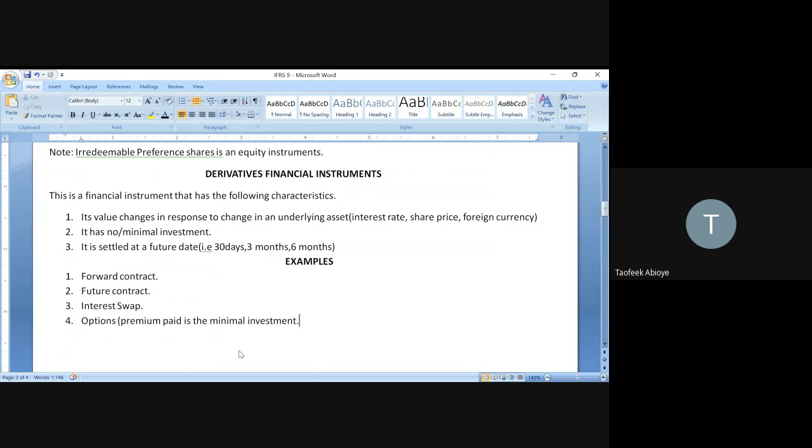So that is derivative financial assets. In ICAN setting, derivative financial instrument is in IFRS 9, but it has never been tested. It has never been tested. And that is the reason why, even when I was doing my ICAN, my lecturer didn't have time to teach me this derivative financial instrument. It is just inside the study pack, but because it is complicated.